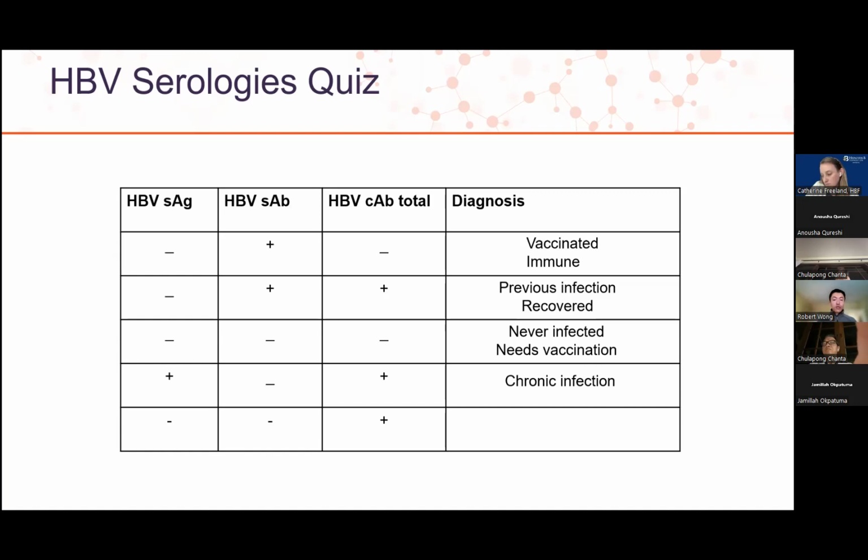Another potential is that these could be precore mutants. So they may have negative surface antigen, but still have detectable virus. And that's why it's so important to check for the viral load. And then finally, these could be people that have a low immune response despite having a recovered infection. So while they may have been exposed and cleared it, their qualitative surface antibody does not trigger a positive result on the assay.